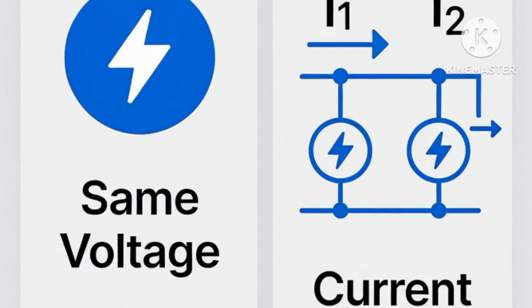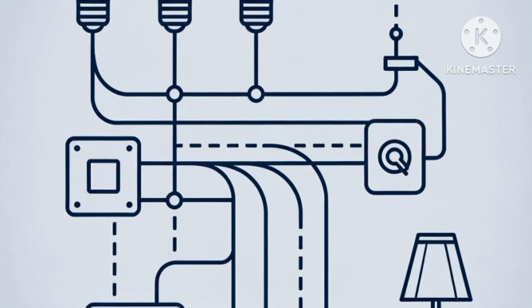One of the biggest advantages is that if one load fails, the others keep running. This is why almost all home wiring is done in parallel. You'll see parallel circuits everywhere: in houses, distribution panels, appliances, and lighting systems.